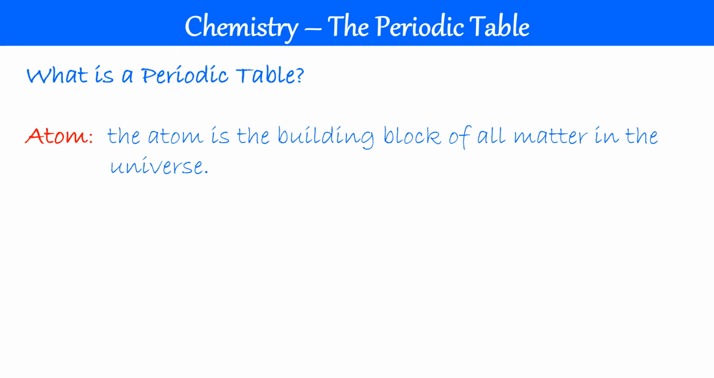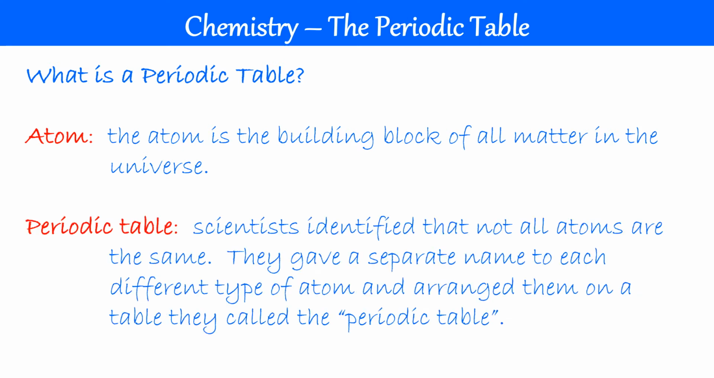To answer this question, we need to take a closer look at an atom. From the previous video, we found that the atom is the building block of all matter in the universe. The periodic table came from scientists identifying that not all atoms are the same. They gave a separate name to each different type of atom and arranged them in a table that they called the periodic table.